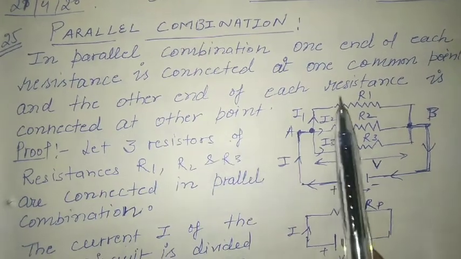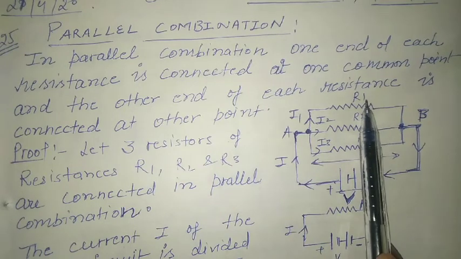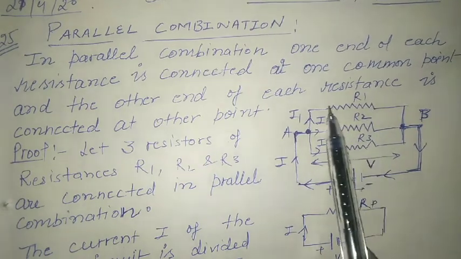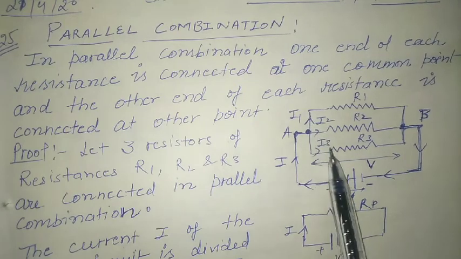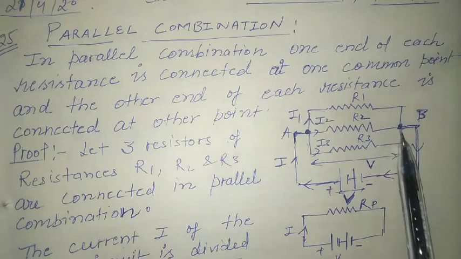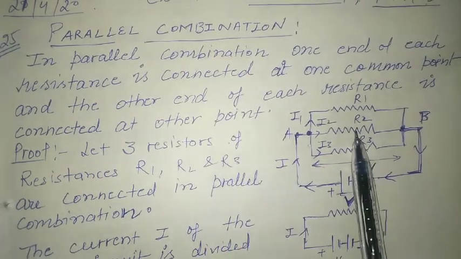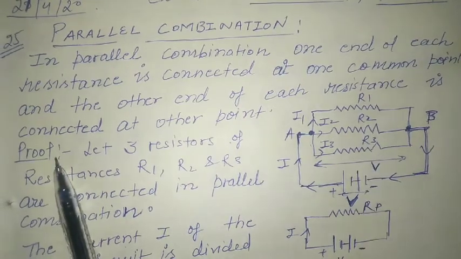We can see here these are the three resistances R1, R2 and R3. All their one ends are connected to one point and the other ends are connected to the other point. So this is the parallel combination. So we have a proof here.